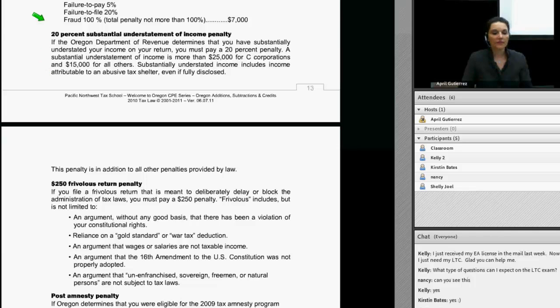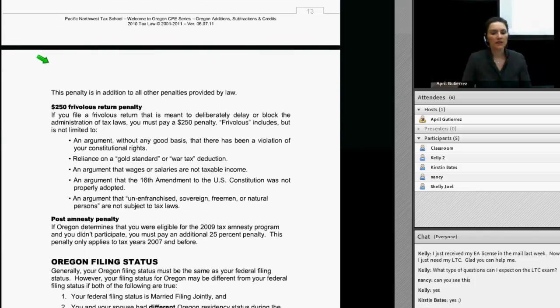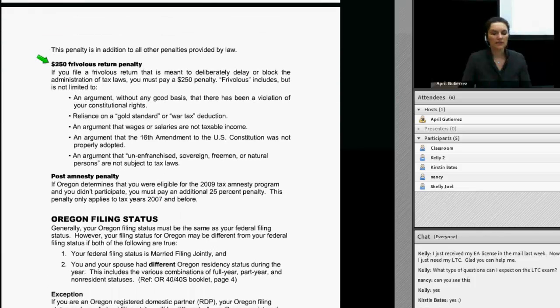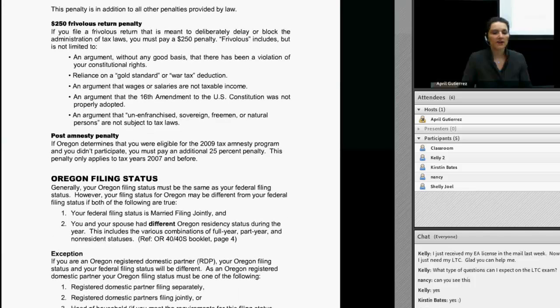20% substantial understatement of income penalty. If the Oregon Department of Revenue determines that you have substantially understated your income on your return, you must pay a 20% penalty. A substantial understatement of income is more than $25,000 for C corporations and $15,000 for all others. Substantially understated income includes income attributable to an abusive tax shelter, even if fully disclosed. The penalty is in addition to all other penalties provided by law.